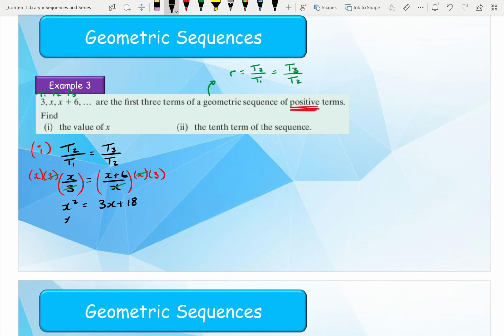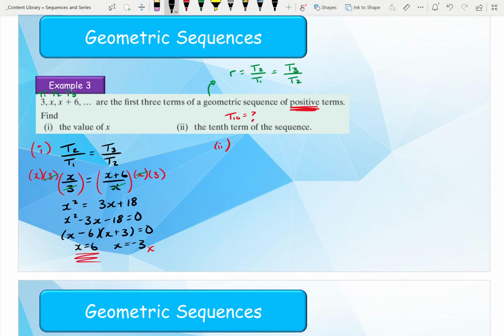So I have a nice little quadratic now, so I'm going to move everything to the same side and solve my quadratic. Now when I solve my quadratic, I can see I'm going to use 6 and 3, negative and a plus, so I'd get x is equal to 6 and x is equal to minus 3. But of course, because I spotted this positive terms at the start, I know the only one I'm going to accept is x is equal to 6, and I'm not going to accept x is equal to minus 3. Part 2 asked me to find the 10th term, so it's really asking me to find T10.